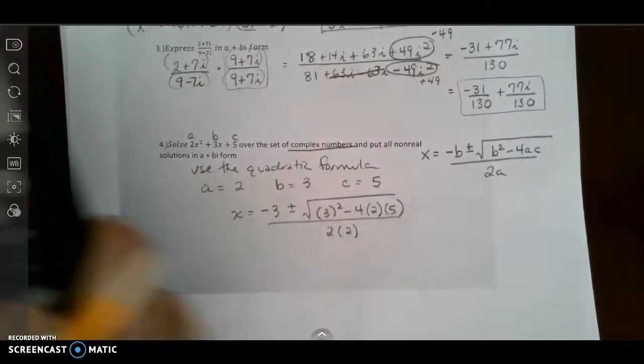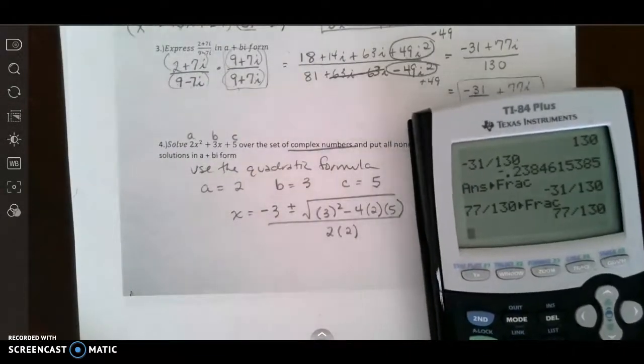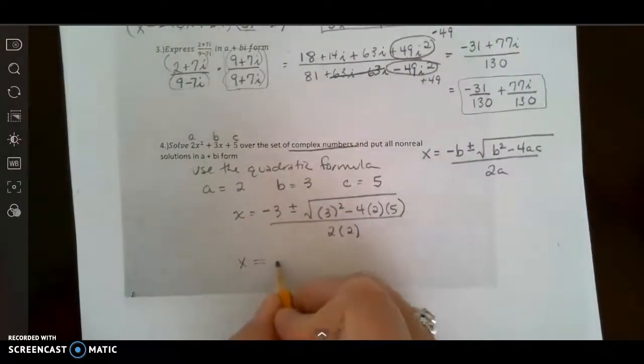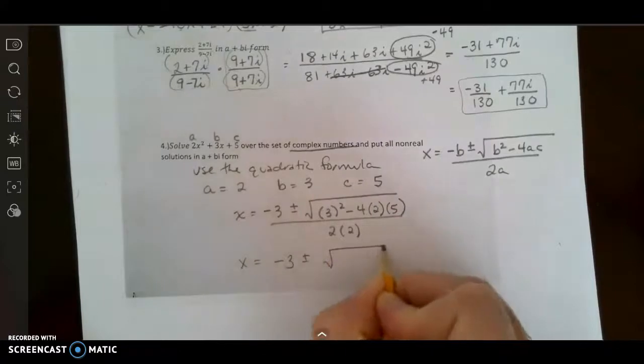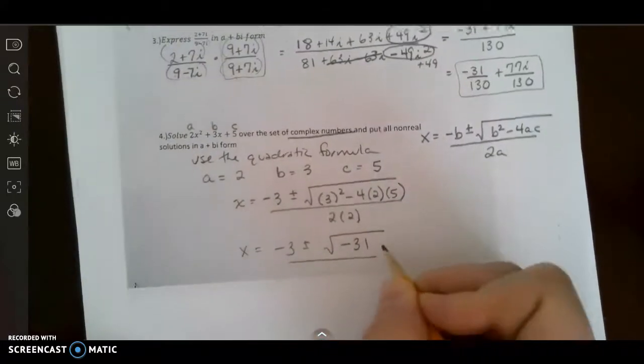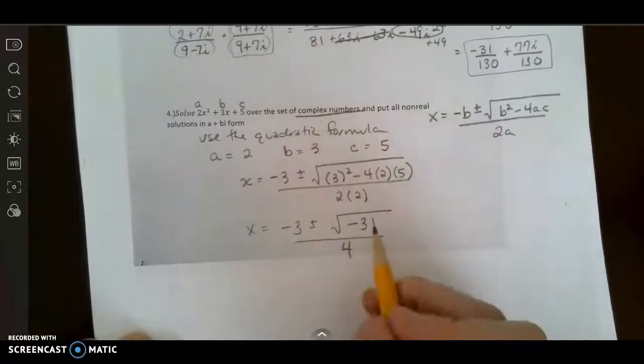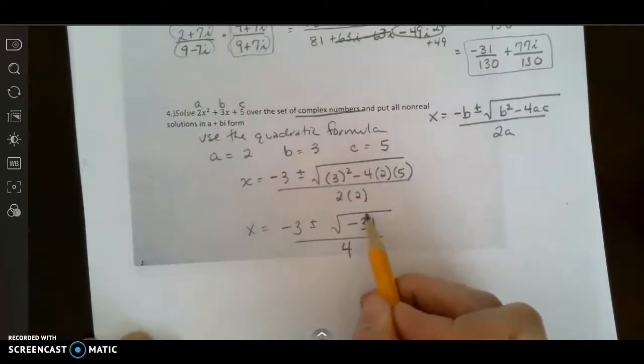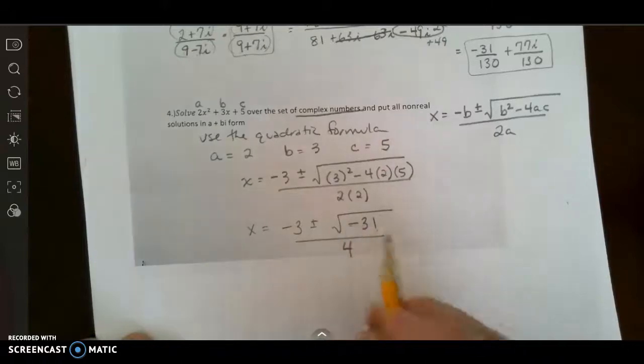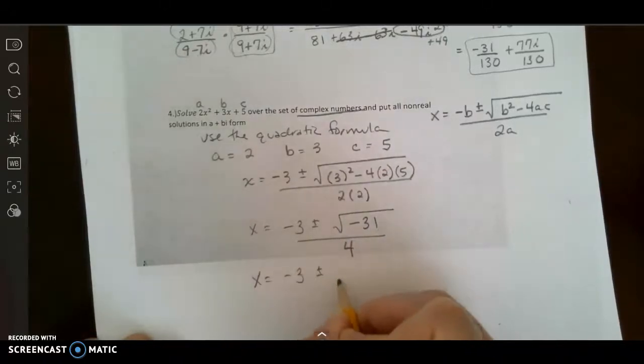Right, I'm going to start using my calculator now. So I'm going to do what's underneath that radical. 3 squared minus 4 times 2 times 5, and I get negative 31. And I know that 2 times 2 is 4. 31 I recognize as a prime number. There's nothing that 31 can be divided by, so I don't have to simplify the radical, so that's kind of nice. This negative gets pulled out and becomes an i.